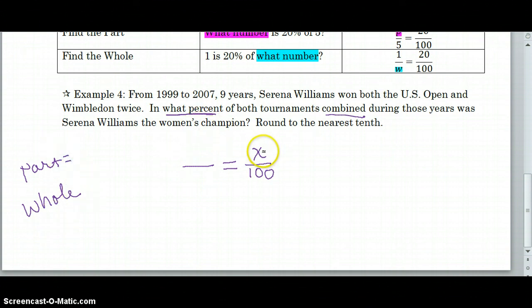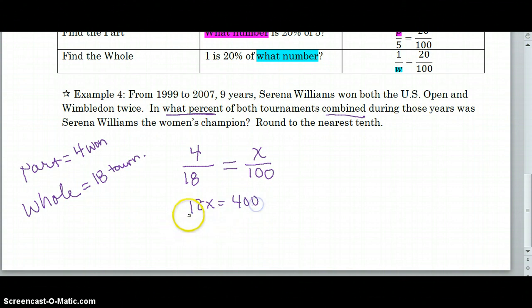And we're talking about how much did she win. So what's her part of winning? 9 years, there were 2 tournaments each year, so there's a total of 18 tournaments. And she won both the U.S. Open and Wimbledon twice. So she won 4 different times. So of the 18, she won 4. That's going to tell us what percent of both tournaments combined she won. So 4 out of 18 is what percent of 100? And now we just cross multiply and divide by 18. And we find out that her percentage was 22.2 repeating. So we can just say approximately 22.2%.